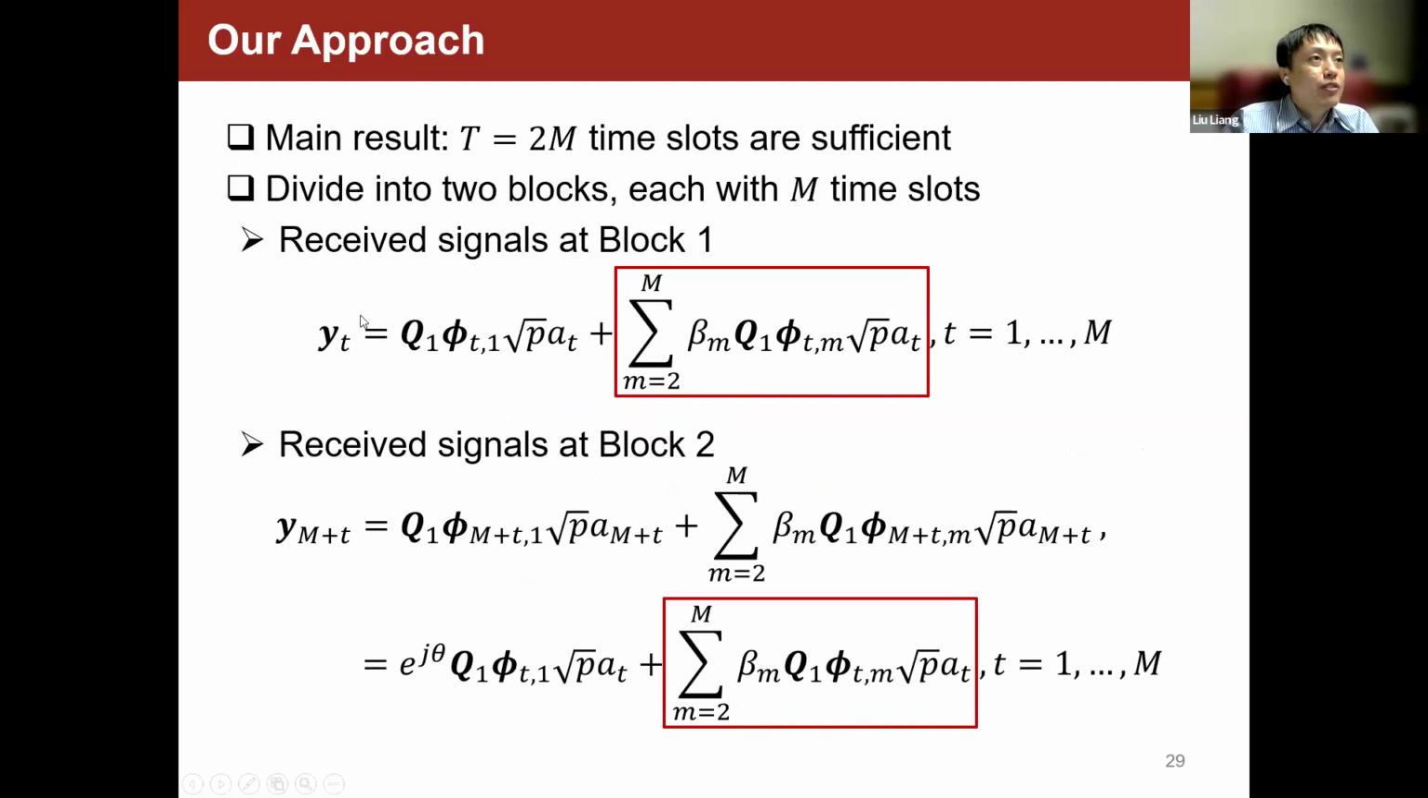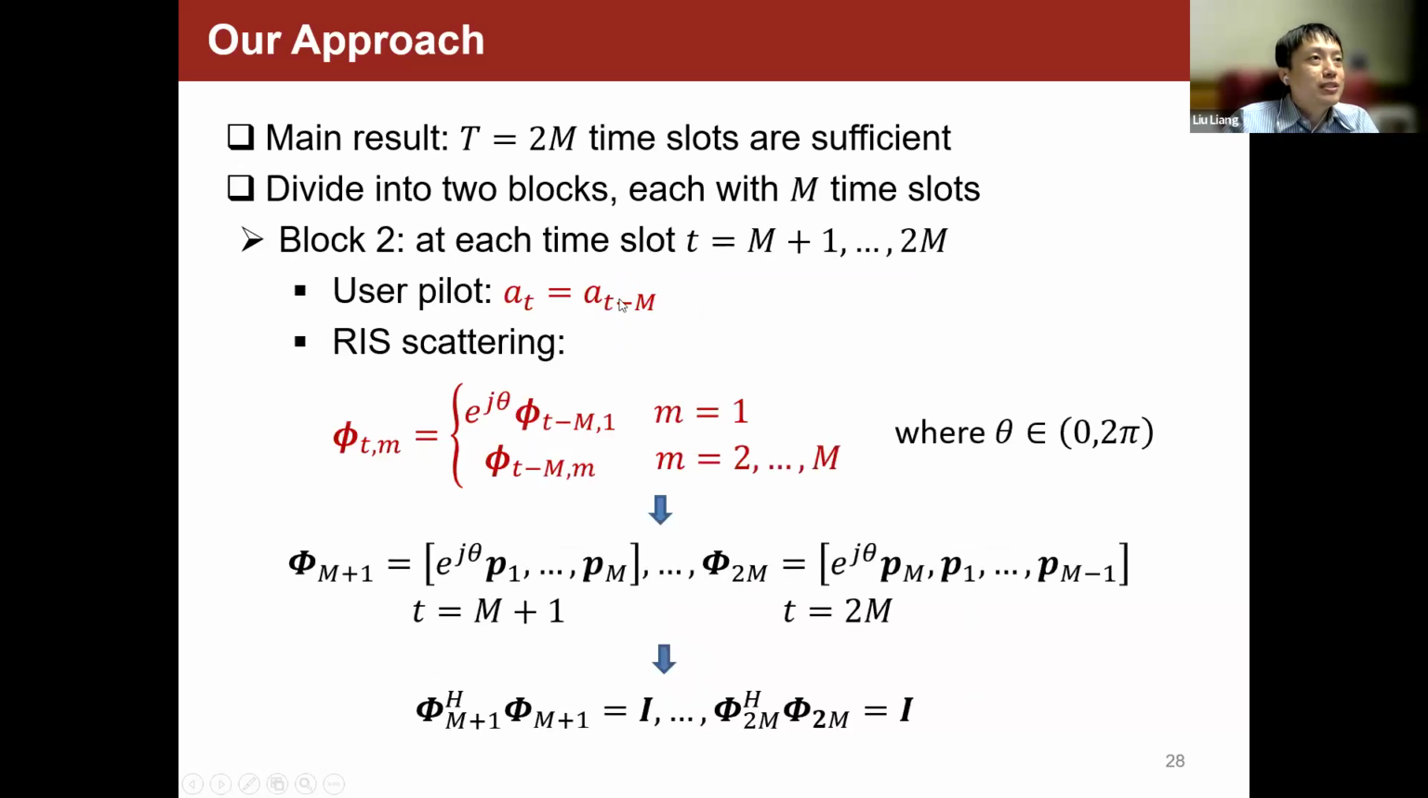This is the received signal in the first block. This is the received signal at the second block. Okay. Remember, we pair two time slots together. Time slot t in the first block and time slot m+t in the second block will be paired together. And yt is the signal received at time slot t, and y(m+t) is the signal received at time slot m+t. Okay, we will find, because we use this approach, the payloads are the same, and for the scattering matrix, the last m-1 columns are the same, only the first column is different.